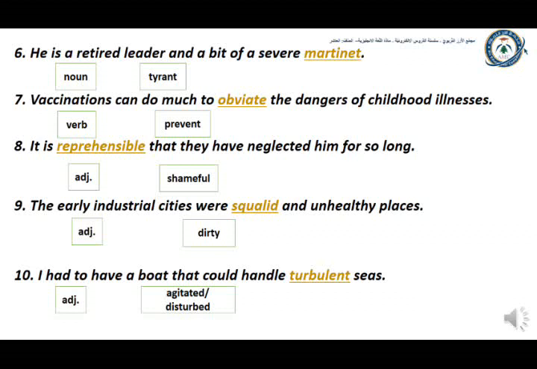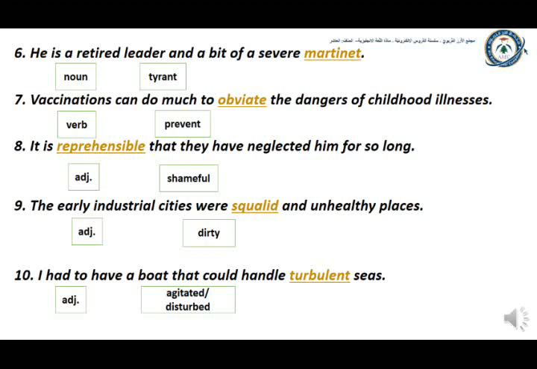9. The early industrial cities were squalid and unhealthy places. What's the part of speech of the word squalid? Squalid is obviously an adjective. What does the word squalid mean? The early industrial cities. These are industrial cities. Can industrial cities be healthy places? No, they cannot. Why? Because they are squalid. They're dirty. So squalid means dirty.